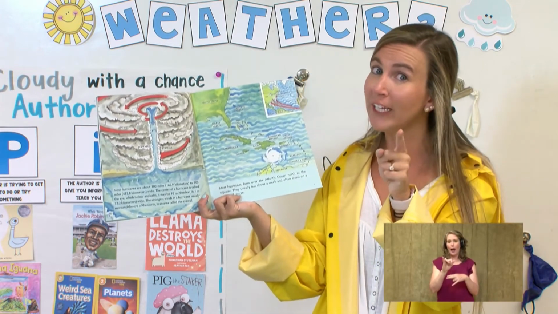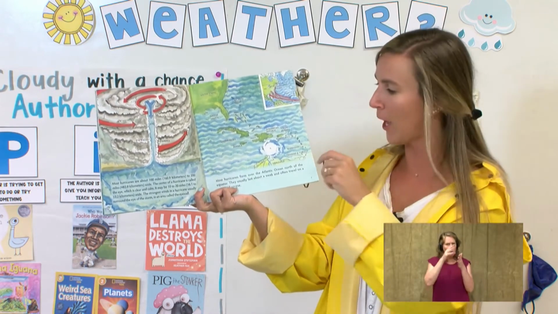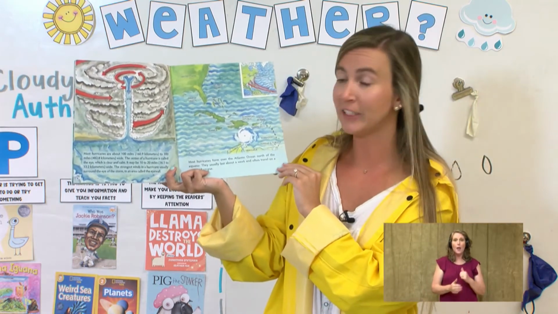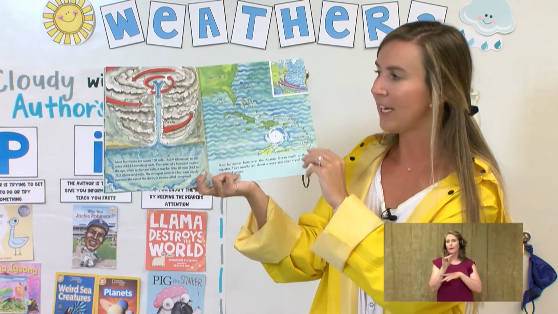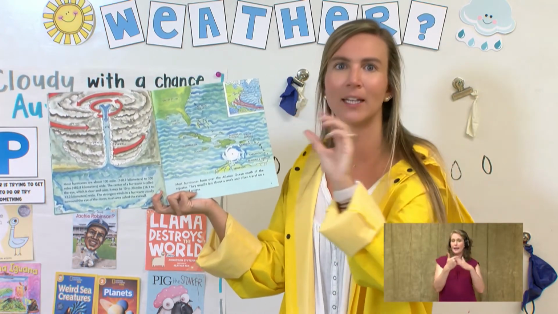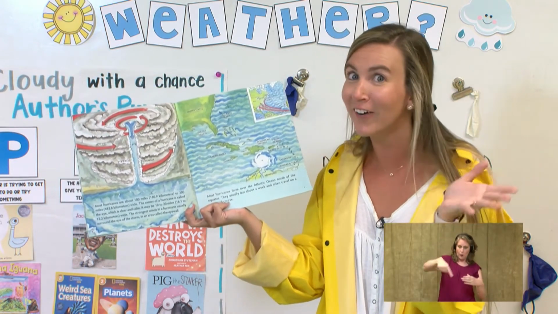And hopefully you're learning a little bit about hurricanes that you didn't already know. Most hurricanes form over the Atlantic Ocean north of the equator. And the equator is just that imaginary line. My kids love learning about that imaginary line.